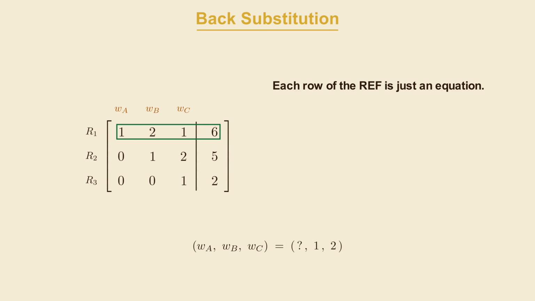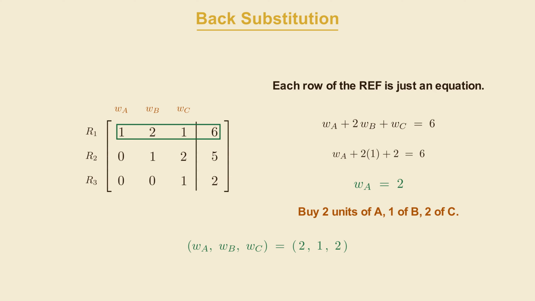It reads 1, 2, 1, 6. So as an equation, the top row says that the weight on asset A plus 2 times the weight on asset B plus 1 times the weight on asset C equals 6. We already know both of the other weights. So the weight on asset B alone is 1, and the weight on asset C is 2. Plugging those in gives us the weight on asset A. Plus 2 plus 2 equals 6. So the weight on asset A must equal 2. Now we have our full solution. We need to buy 2 units of asset A, 1 unit of asset B, and 2 units of asset C.